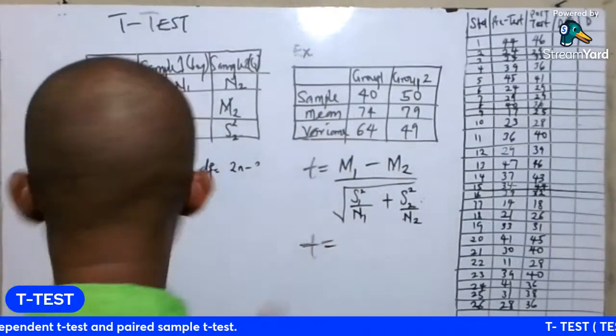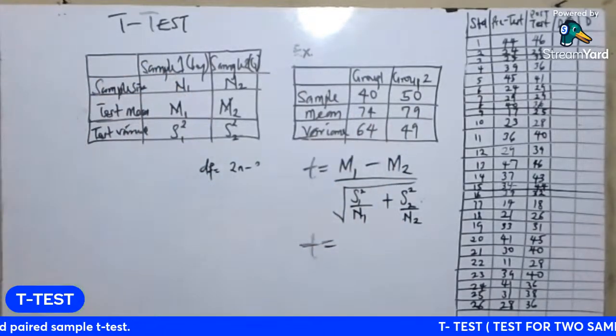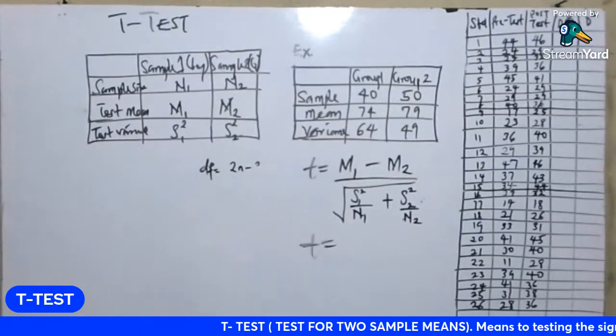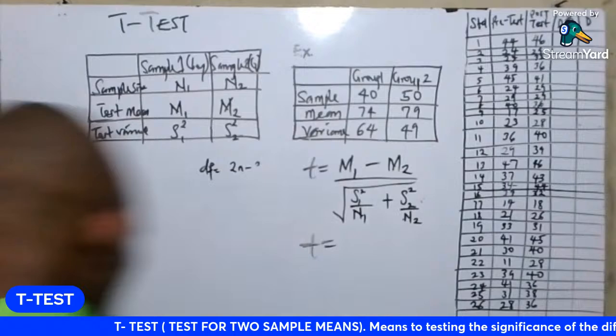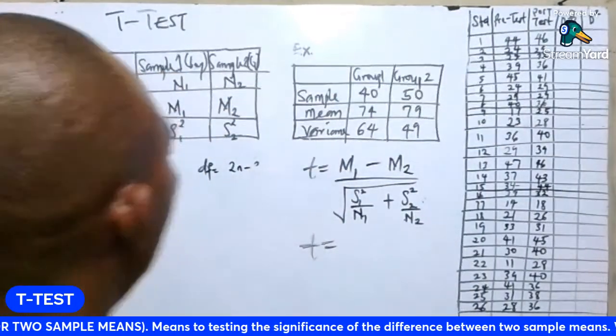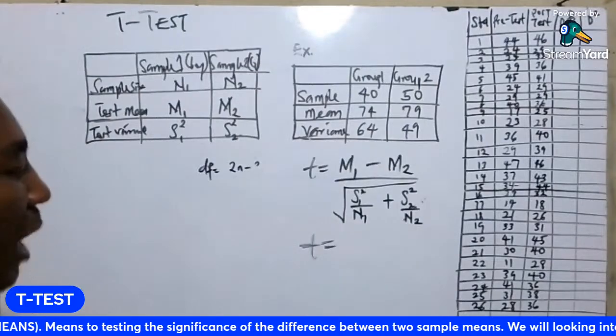So that means the T will now be equal to... excuse me, okay, calculator, please, I will need a calculator.